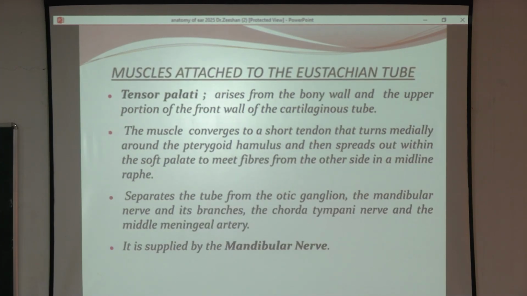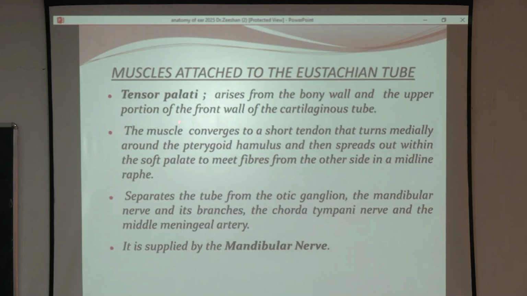So muscles attached to the Eustachian tube. ठीक है? Tensor veli palati arises from a bony wall in the upper portion of the front wall of the cartilaginous tube. The muscle converges, not important. It is supplied by mandibular nerve.